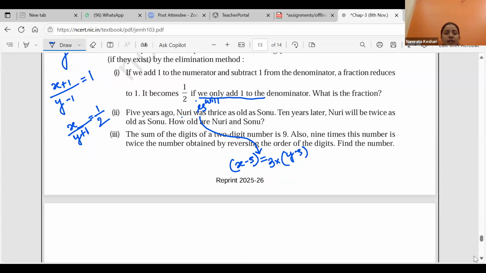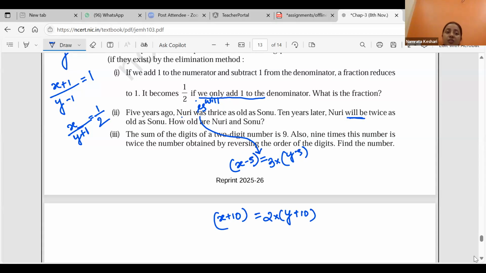10 years later, Noori's age will be x plus 10 and Sonu's age will be y plus 10, because the present age is x, present age is y. 10 years later will be x plus 10, y plus 10. Noori will be, again, I said to you, "will be" means is equals to, twice as old. Clear? Yes, ma'am. Okay, so if you understand the way you start and how you proceed, then the question will not be difficult.